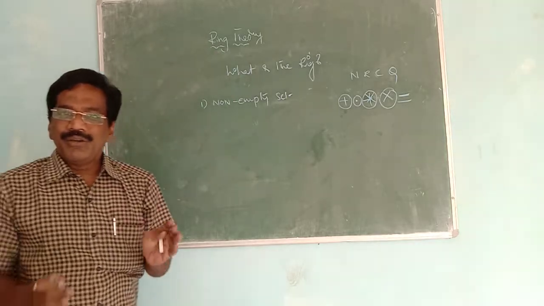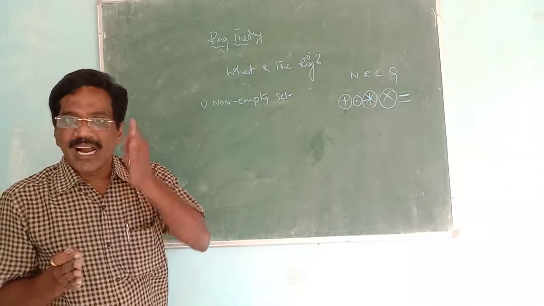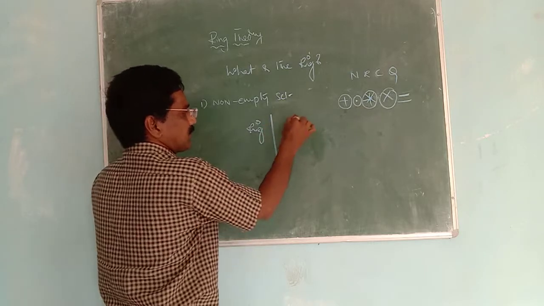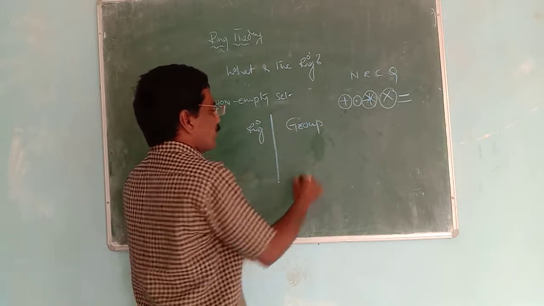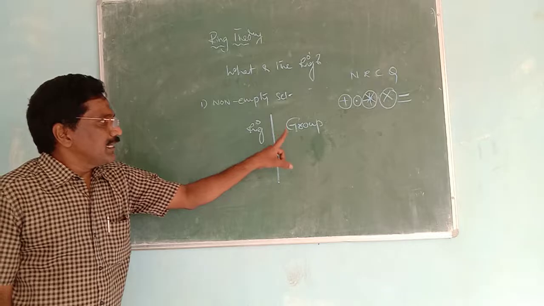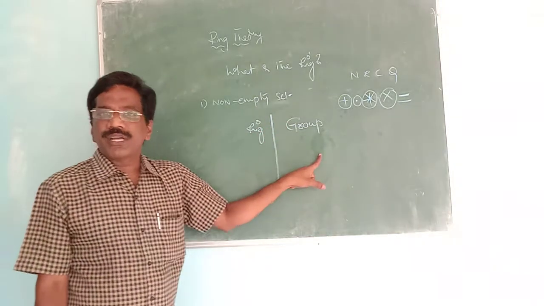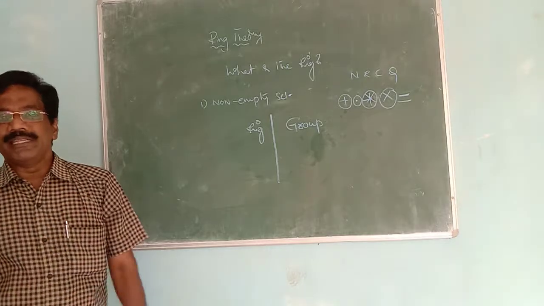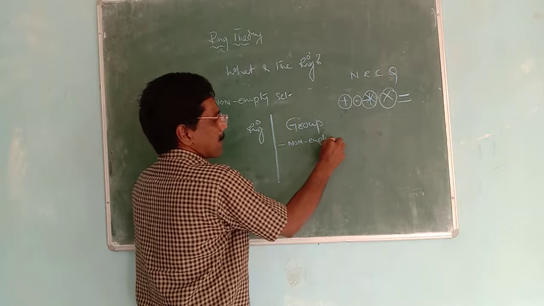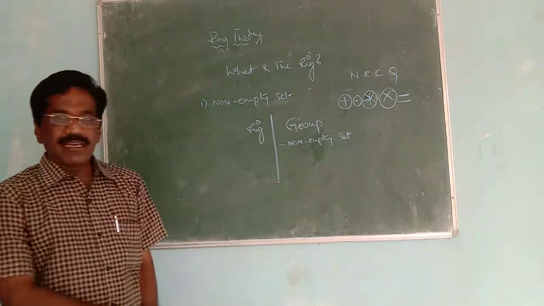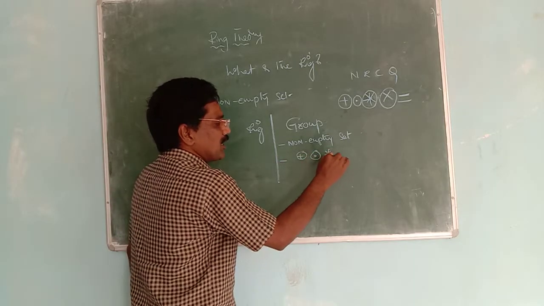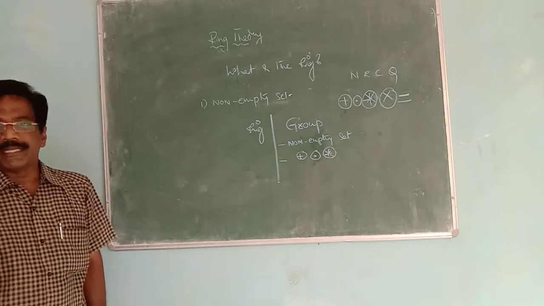First of all, you have to know the differences between ring and group. What is the ring and what is the group? What is the difference between ring and group? First of all, we have to take any non-empty set, and next we have to take a binary operation: addition, dot, multiplication. These are all binary operations.